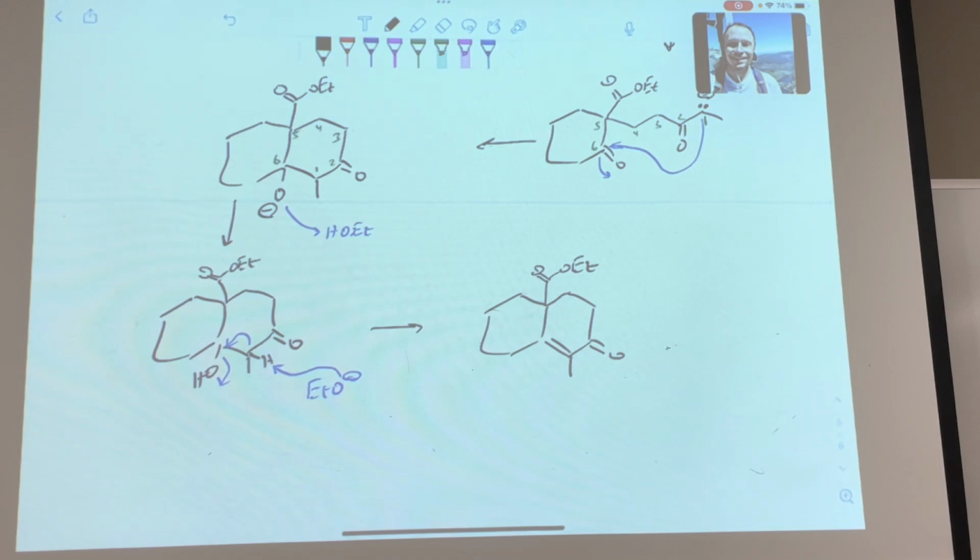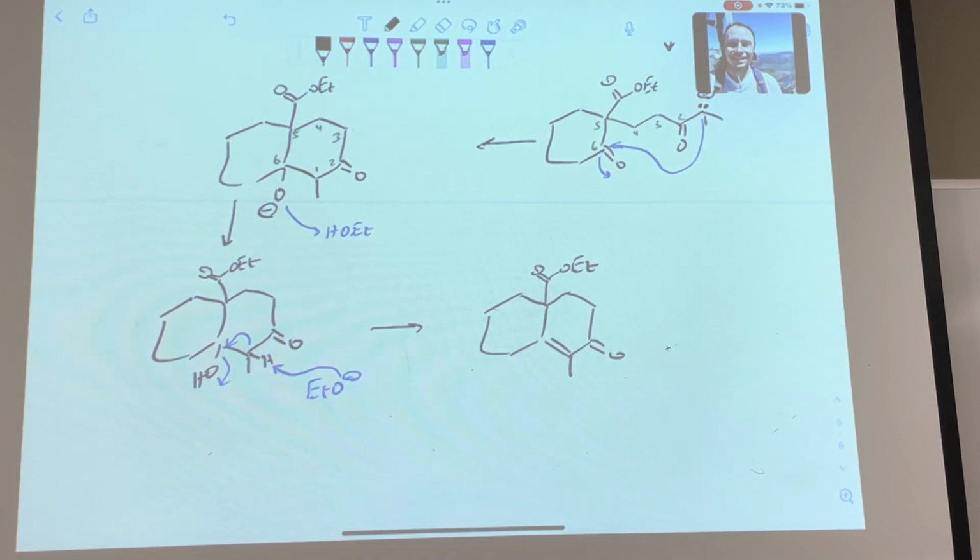Any questions on how we did this? Other than the initial base, are we adding any extra heat or anything along the way? Oh yeah, these are done at reflux, generally speaking. But we're not adding any other reactants or anything? No. You just mix the donor and acceptor together at the beginning, add the base, and then heat it up. Okay.